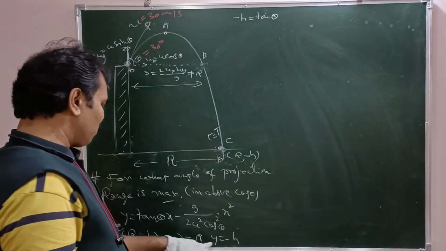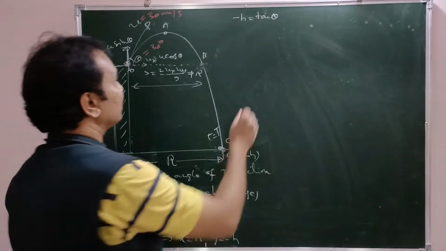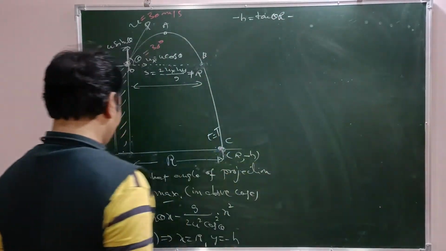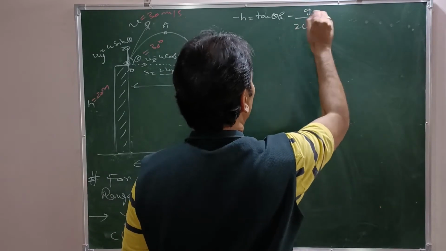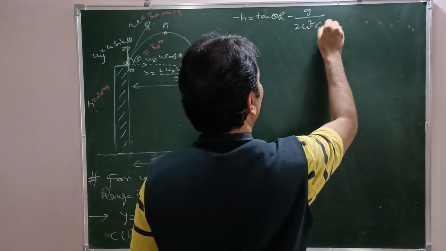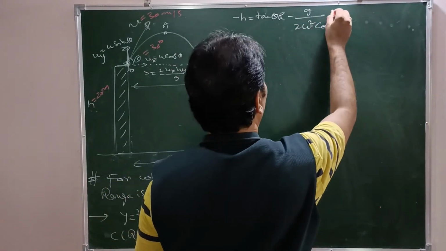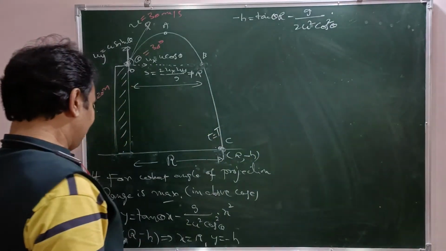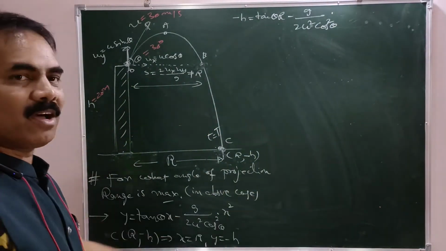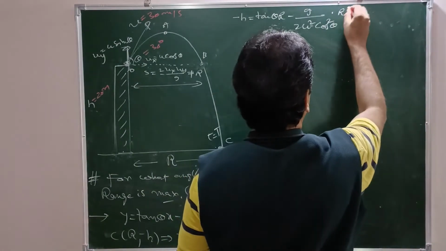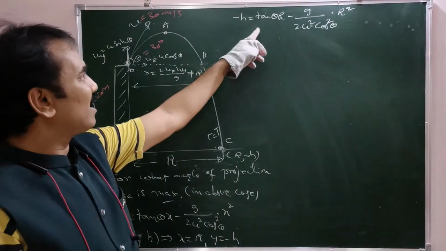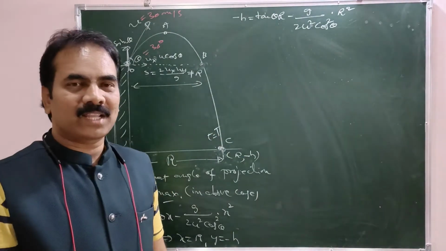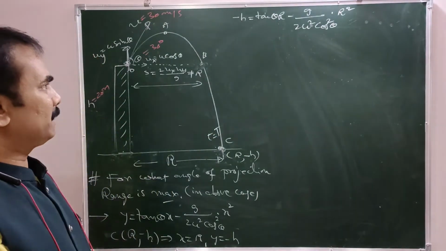into x. X means r. Minus g by 2u square cos square theta into x square. X means r again, so x square means r square. Okay. So minus h equal to tan theta r minus g by 2u square cos square theta into r square.